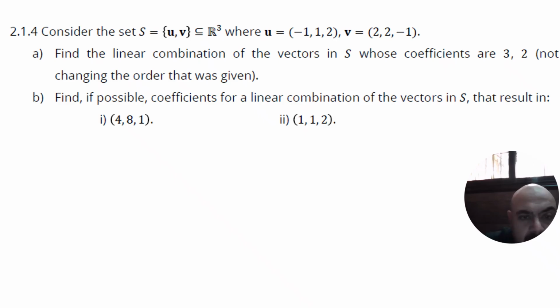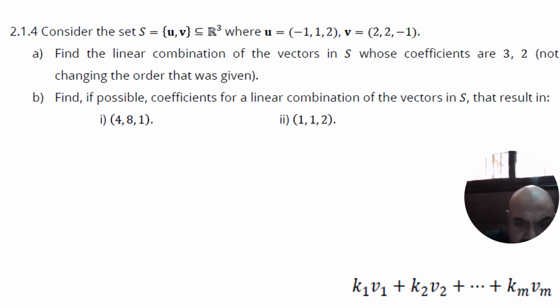Okay, this problem is exactly like the previous one. He is giving you a set of U and V vectors, which already exist. He's asking you to find the linear combination of vectors in S whose coefficients are 3 and 2. So multiply this by 3 and then by 2, and if possible, get the coefficient as a linear combination of these two vectors.